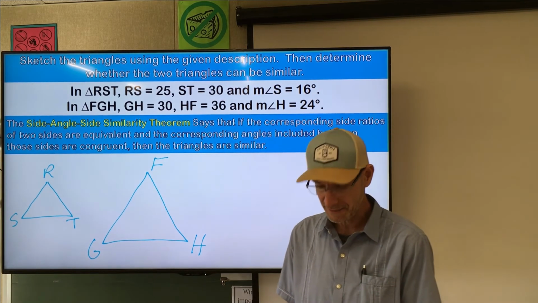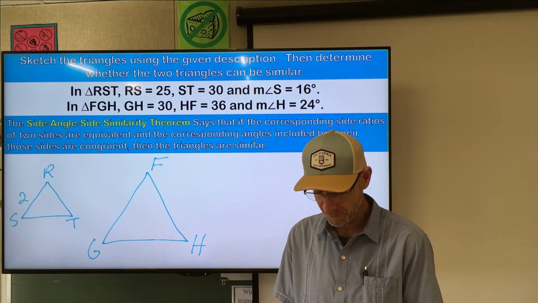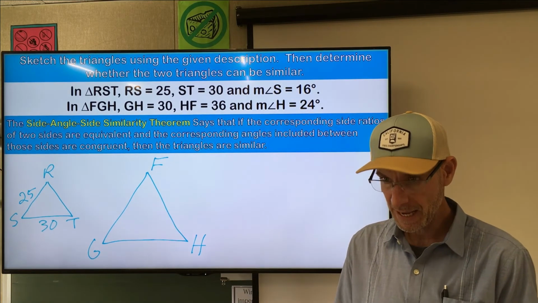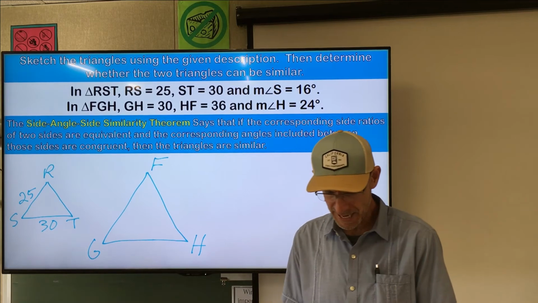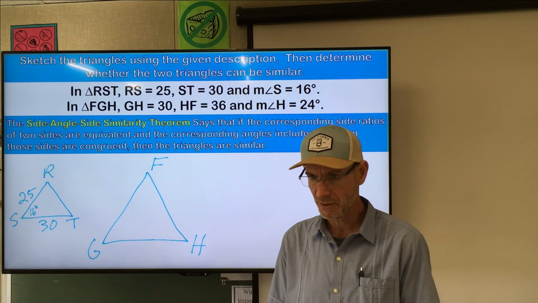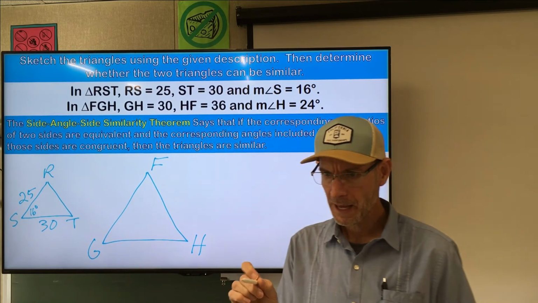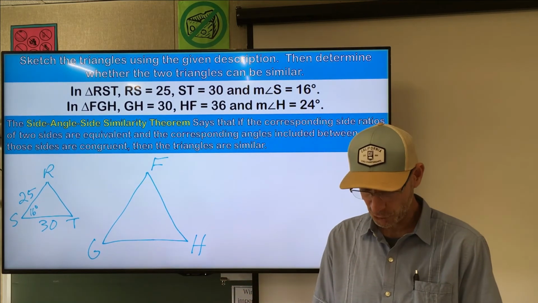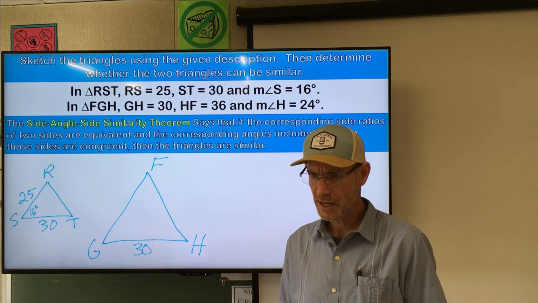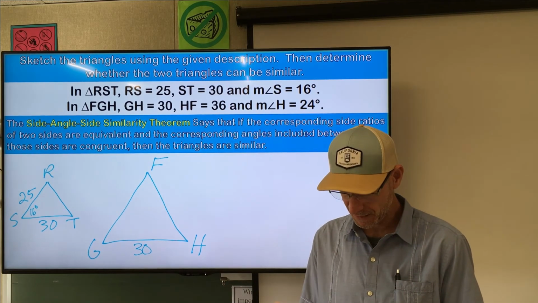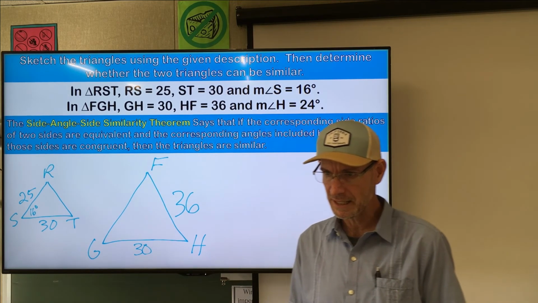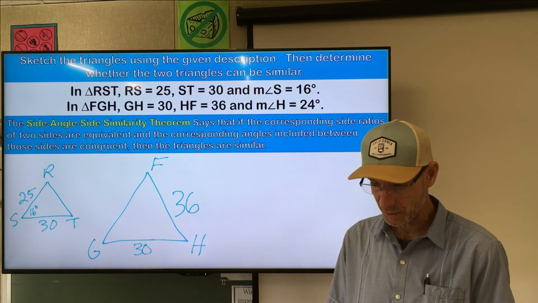So RS is 25, and then it says that ST is 30, and it says that angle S is 16 degrees. So there's one of my triangles. And now I have GH is 30, and HF is 36, and the angle that is in between is 24, that's angle H.